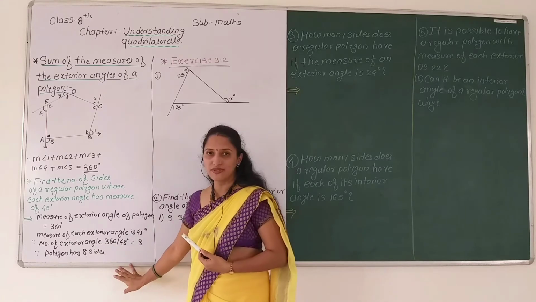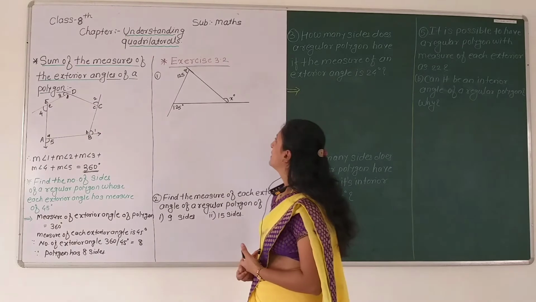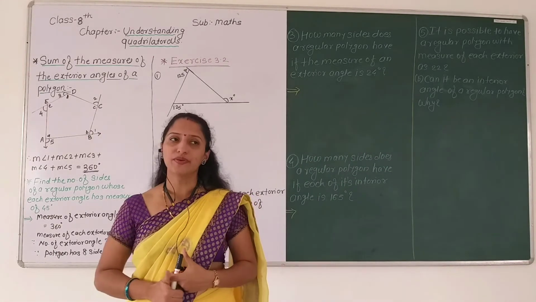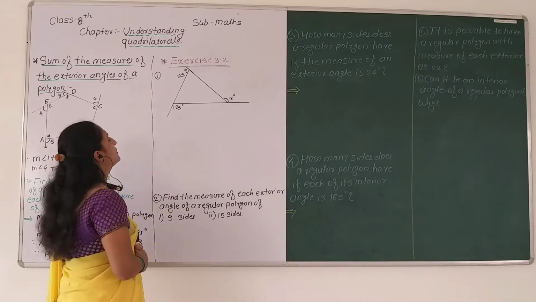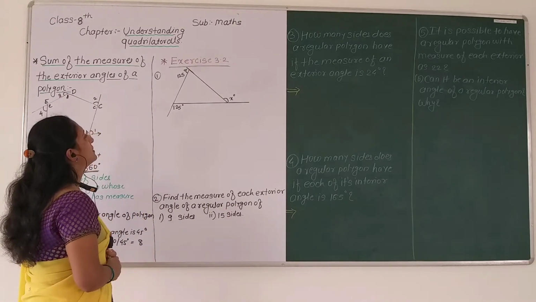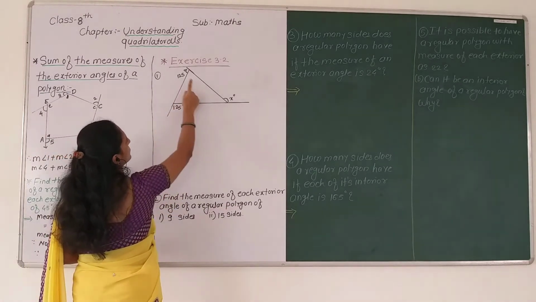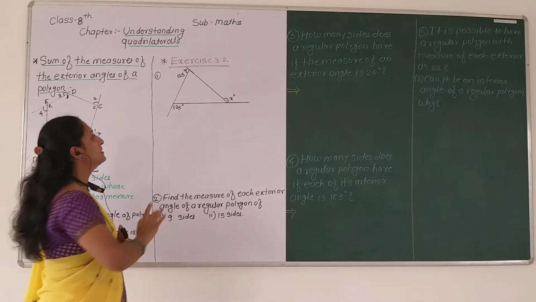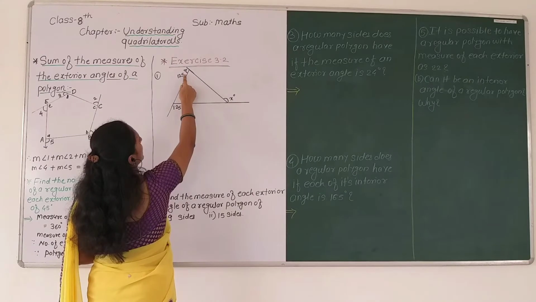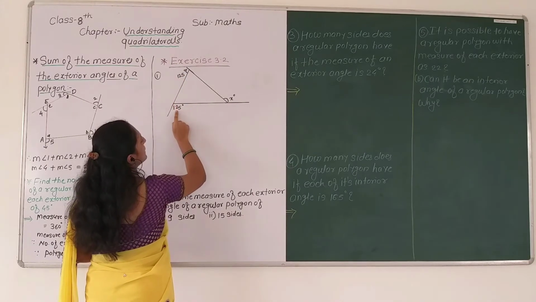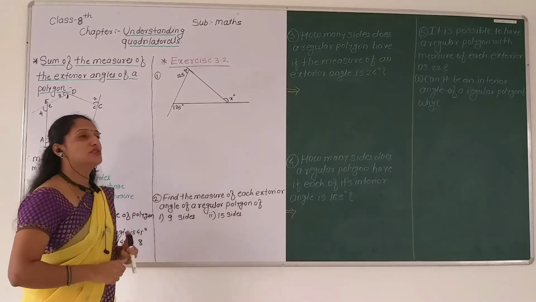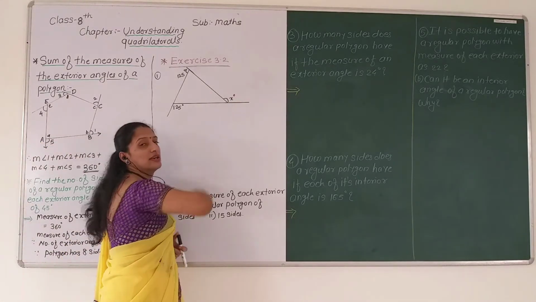Okay. So this is very simple example. Now exercise 3.2. Okay. Let us start. Look at here first example. Here we have given one figure. This is a polygon and measure of exterior angle here 125 degree, 125 degree and here x degree. So here we want to find measure of this third angle which is unknown, x degree.